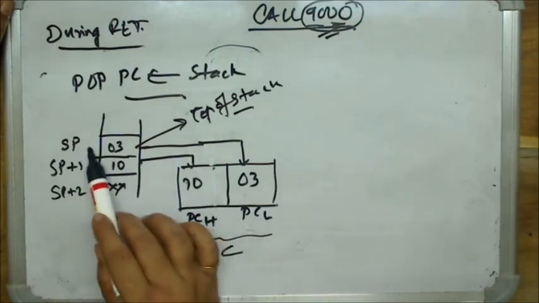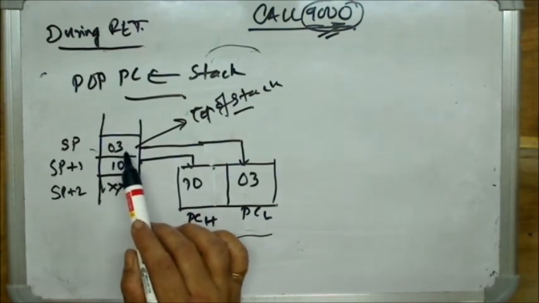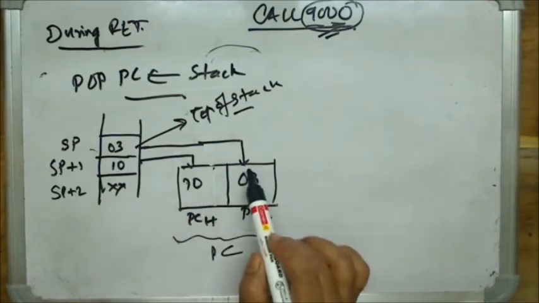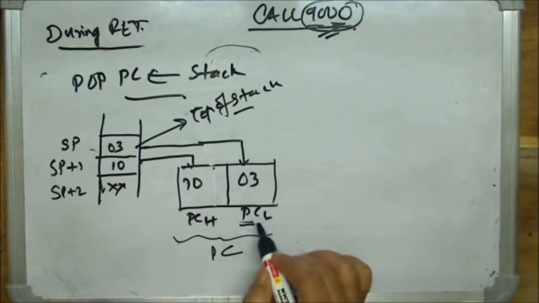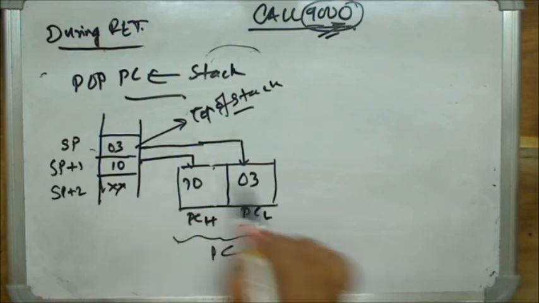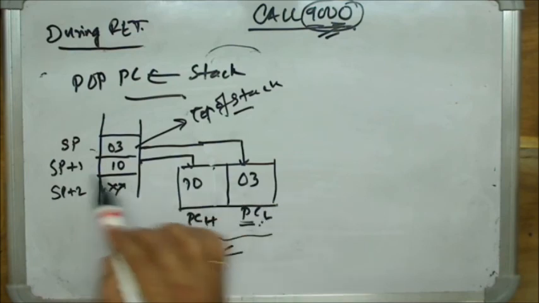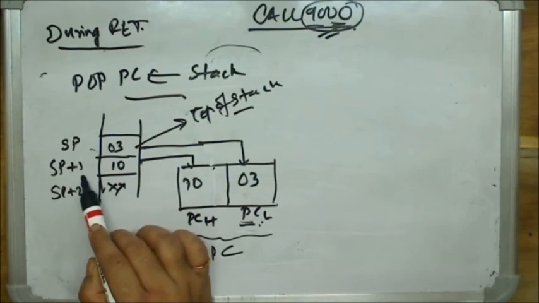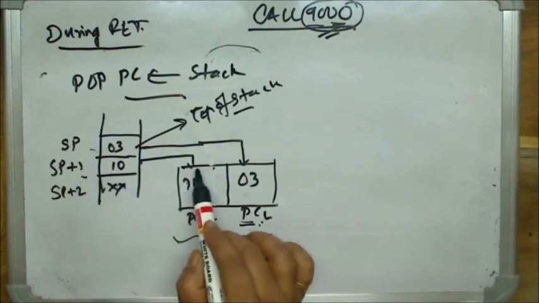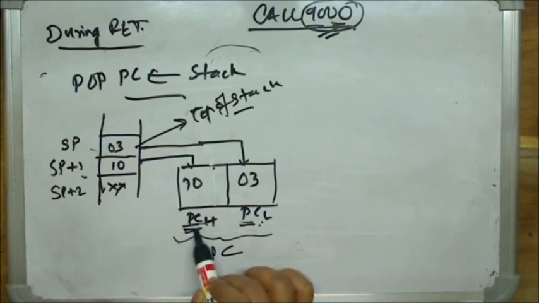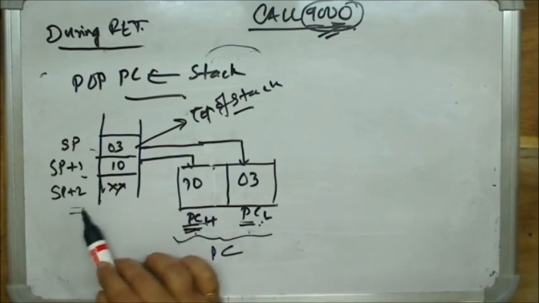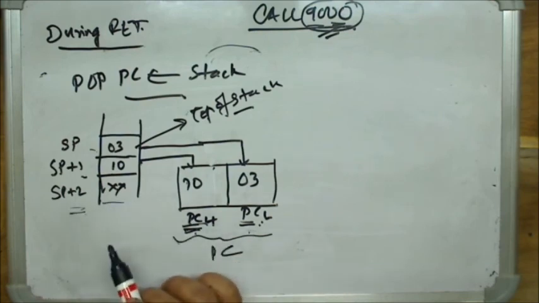This is indicating your top of stack. So first, 03, the lower byte, will be popped into the program counter low, the lower byte data into the lower byte address. Then SP will be incremented by 1. Then 10 will be fetched and put into the higher byte of the program counter, the higher byte into the higher byte address. So 1003 has been popped out into the program counter. Again SP will be incremented, and whatever is next will be some random data that was stored.